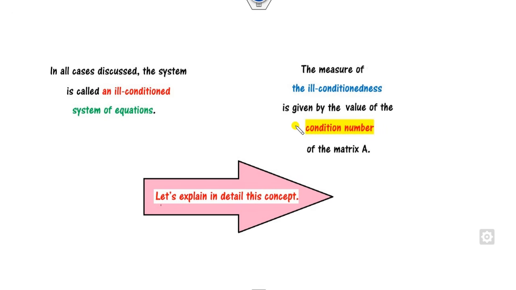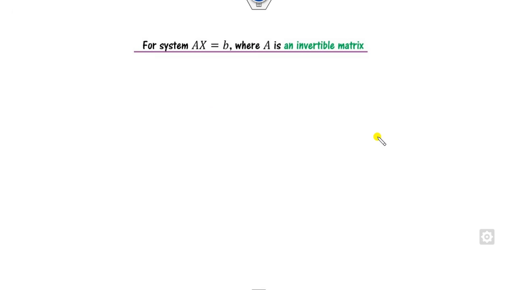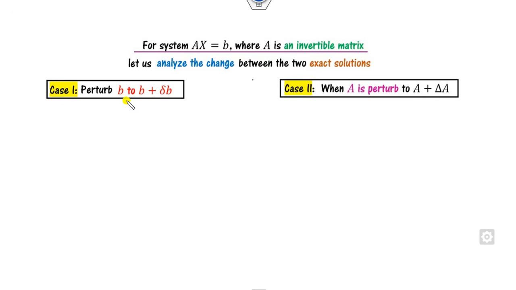Now in order to understand this, let us explain the concept of ill condition in detail. As we have a system Ax = B, we can get a solution only when A is an invertible matrix. That means the determinant of A must be non-zero, or you can say A inverse exists. Then, as I told you, there are two kinds of changes we can make. Either we change the right-hand side, B to B plus a small change, or A to A plus a small delta A.